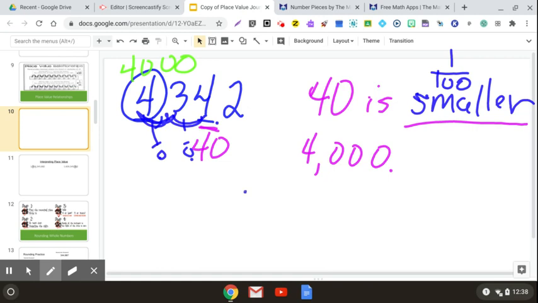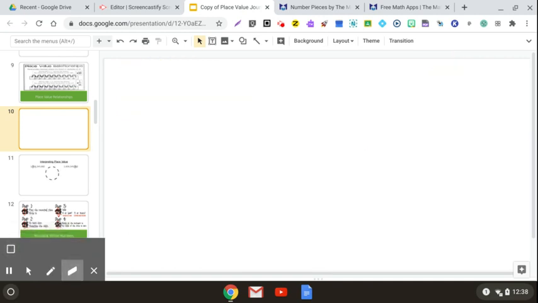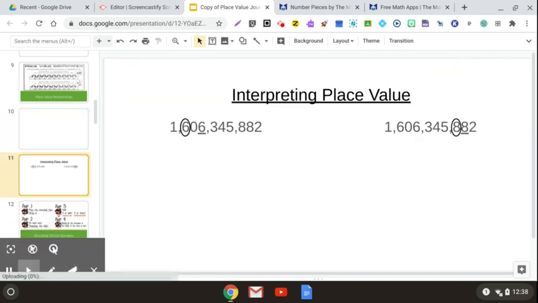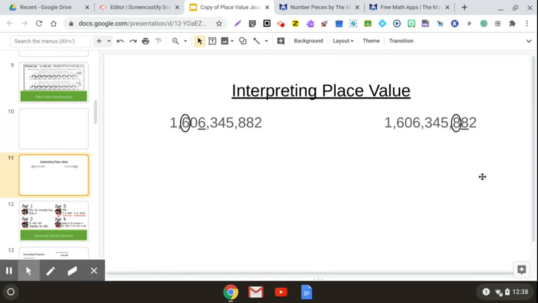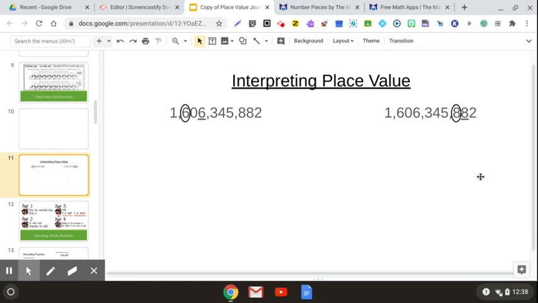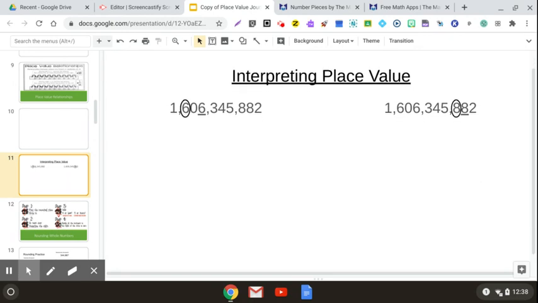Okay? So let's look at what it looks like on the test. Because that's always a little bit confusing for students. So I made this a couple of years ago to help my kids with this. And so we're going to look at this number in 2 different ways. So over here, we're talking about the 6s. So circled 6 is blank underlined 6. Is the circled 6 bigger or smaller?